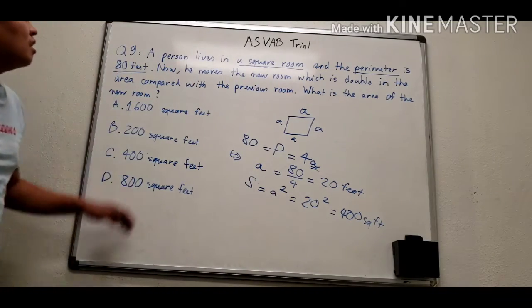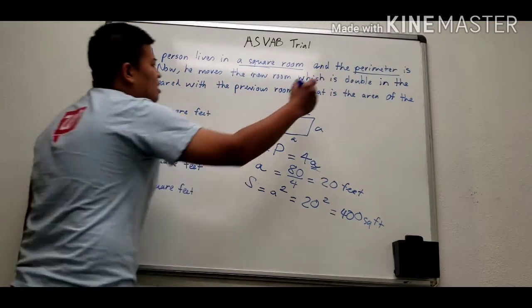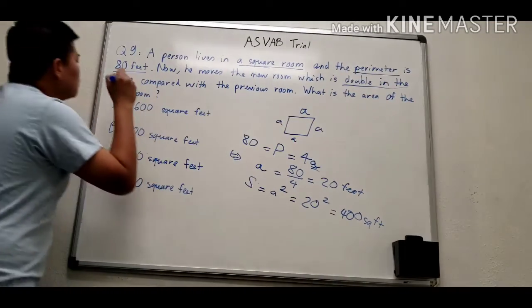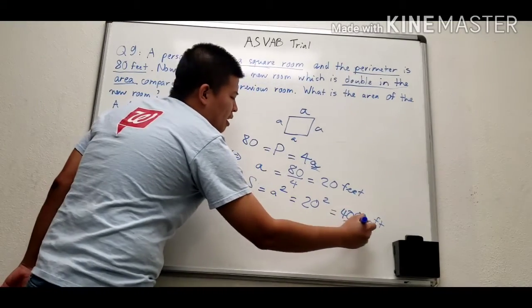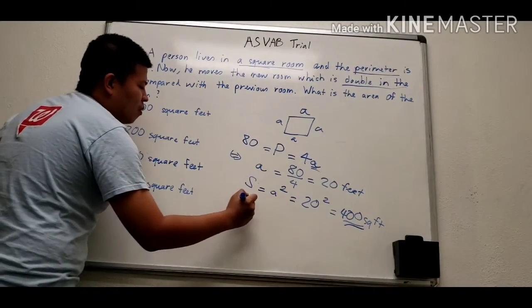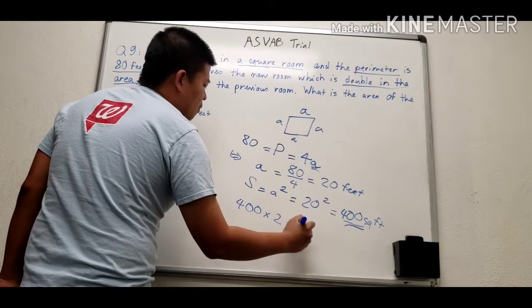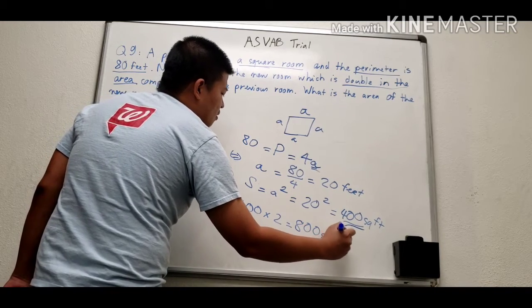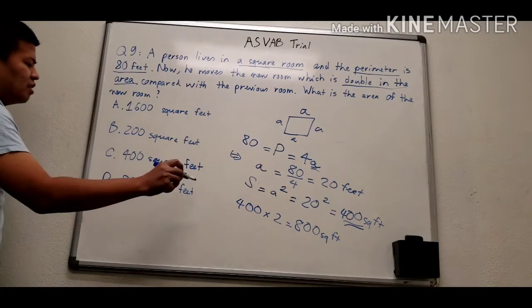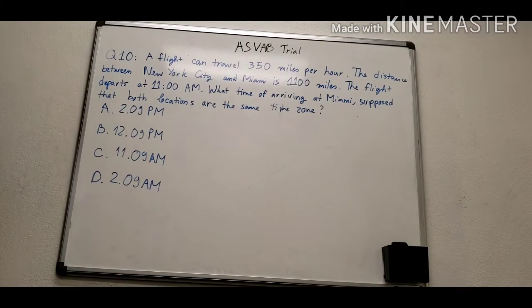But the new room is double in the area. That's the question dimension. And we just use the 400 in here. We just multiply with 2, and we got about 800 square feet. The answer for the question is about question 10.